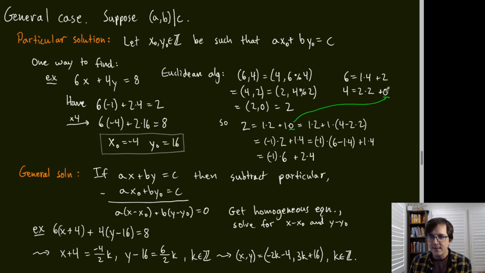So then we solve for the remainder. So 4 is 2 times 2, and 4 minus 2 times 2 is 0. So I substitute that in for 0. So that goes right there. So now we have that 1 times 2 plus 1 times (4 minus 2 times 2) is 2.